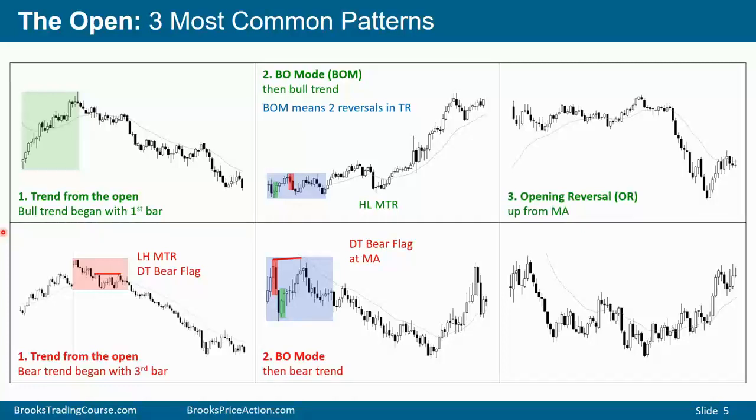The third type of pattern is an opening reversal. You can get a trend from the open, up or down. You can get an early trading range with a breakout up or down, or you can get an opening reversal, where the market goes one way and then reverses and goes the other way.